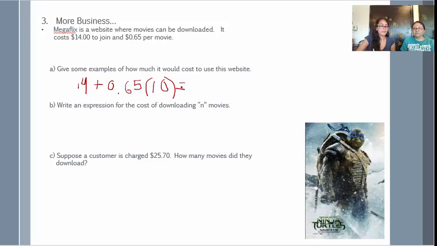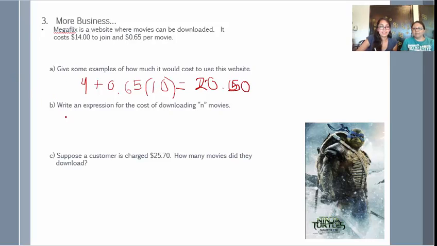So when we do that, we put that in our calculator, so we have 10 times 0.65, right? Plus 14, that would be 20.5. $20.50. Yep.